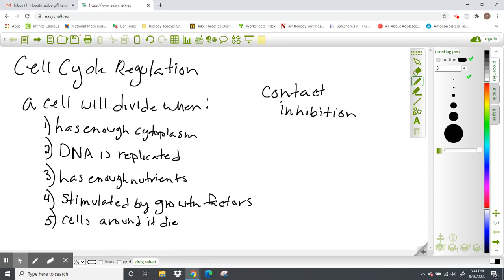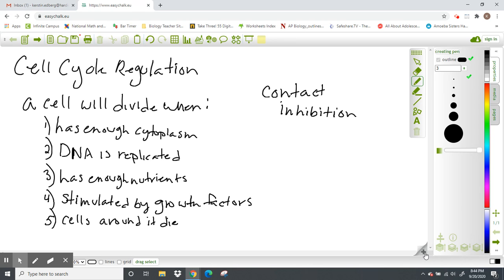So contact inhibition essentially means that growth is inhibited. It stops as soon as a cell touches another cell around it. When you give yourself a paper cut, your body knows it's healed when the new cells butt up against new cells from the other side of the cut. That makes it stop. Without contact inhibition, we get uncontrolled growth, we get cancer, that kind of stuff. So contact inhibition is pretty important.